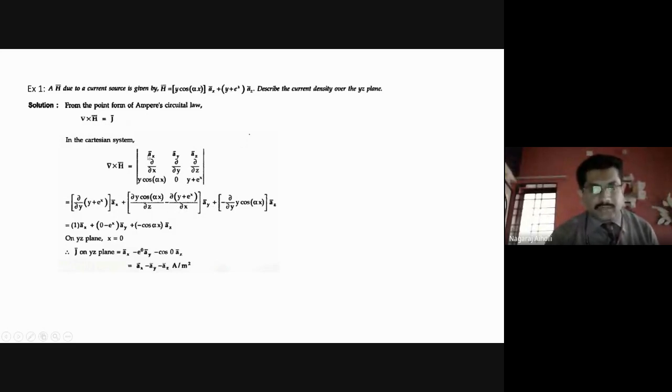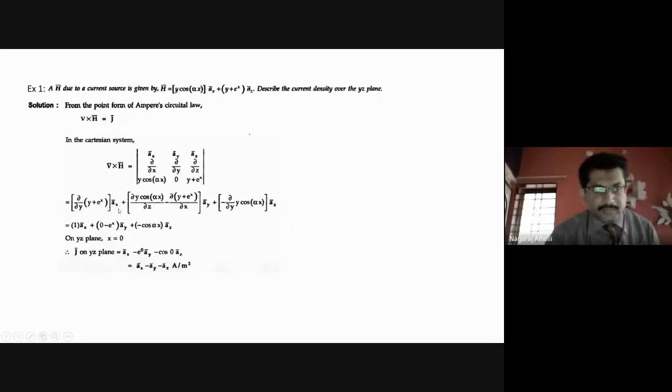Then when you come to the az bar, first row will go, then last column will go. Dou by dou x of 0 is 0 minus dou by dou y of y cos alpha x into az bar. Therefore, this will be dou by dou y of y plus e raised to x, right? Dou by dou y of y plus e raised to x with respect to ax bar.